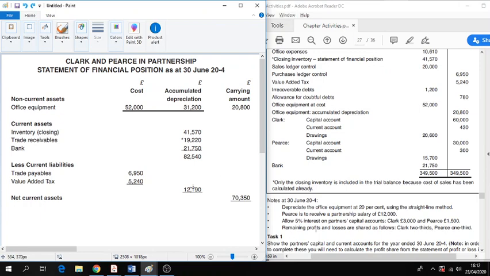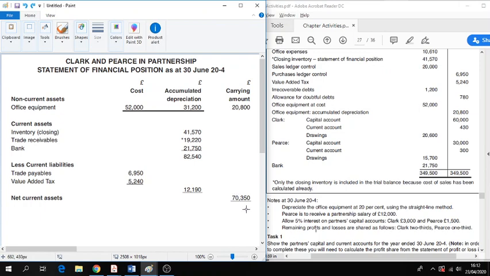82 minus 12 is 70. Okay, 7350. This is basically what the business has in the short term in terms of their liquidity. Okay, short term cash equivalents.